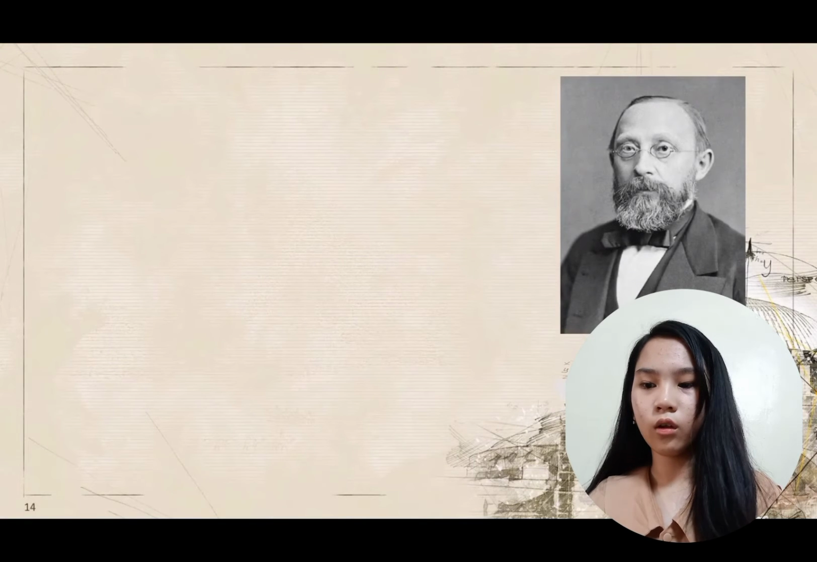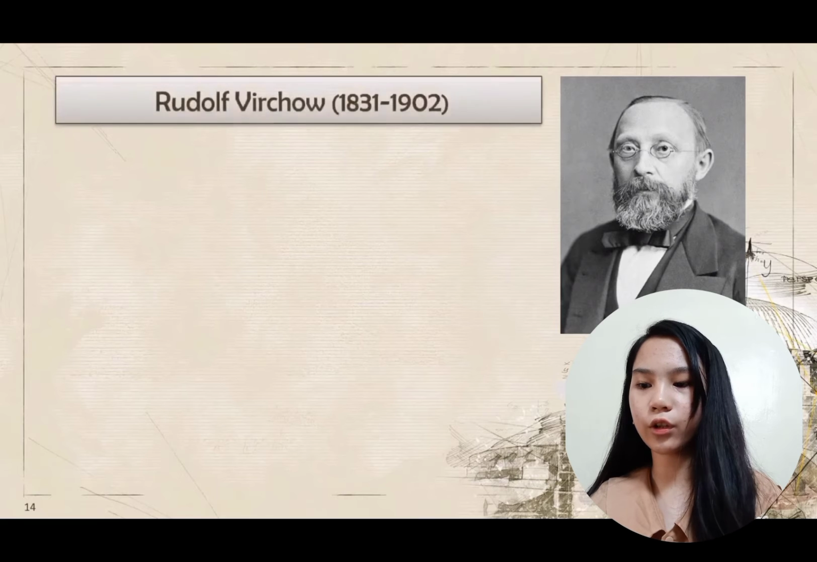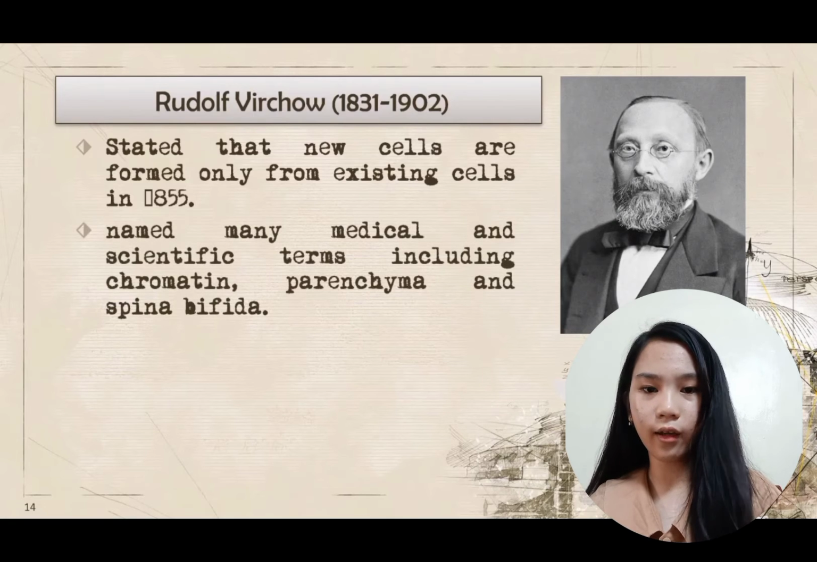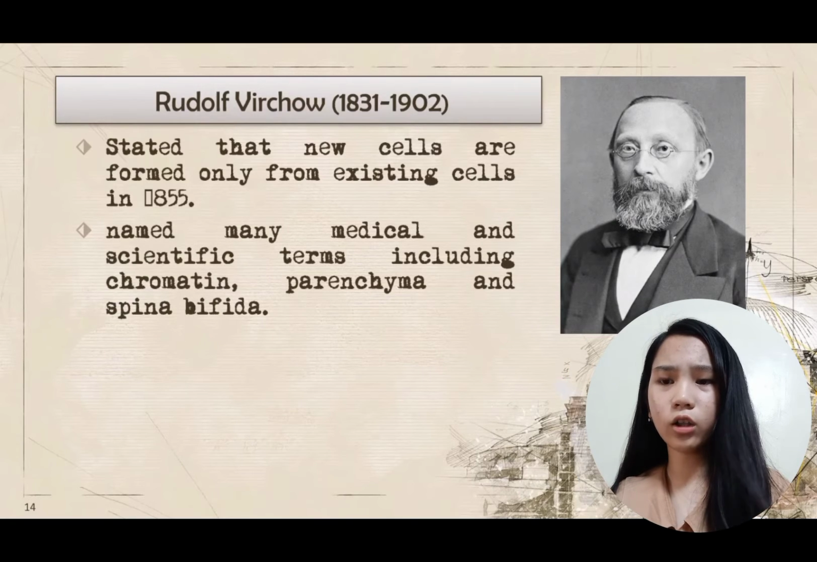The last one in the trio for the cell theory we have is Rudolf Virchow. He states that new cells come from old cells through division or multiplying. His other contributions are naming so many medical and scientific terms like chromatin, parenchyma, and spina bifida, which is a disease. Aside from those, he also invented the modern method of autopsy, which uses the systematic microscopic examination of all parts when someone is dead.